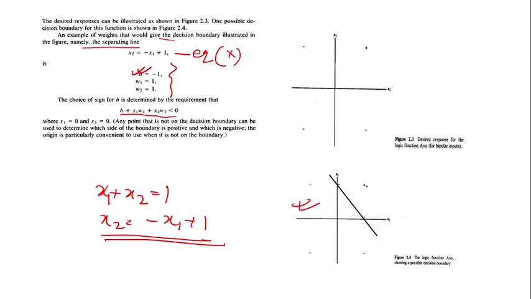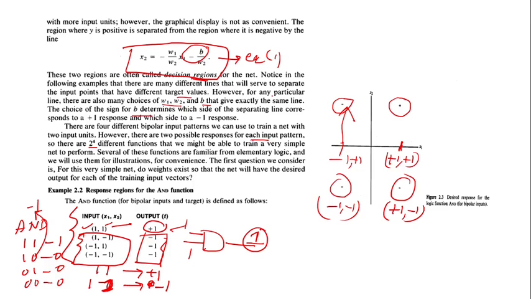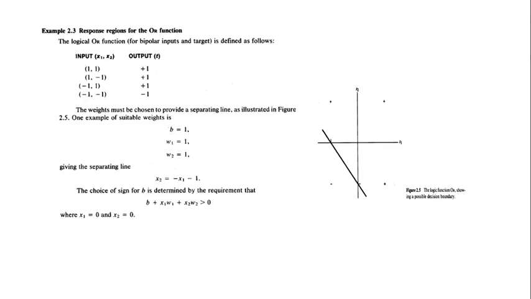So in this case, this AND function has been separated. All three minuses are on one side of the boundary, and this plus is on the other side of the boundary. So this is linearly separable, and you can create the function here, no problem. This is for the AND function.